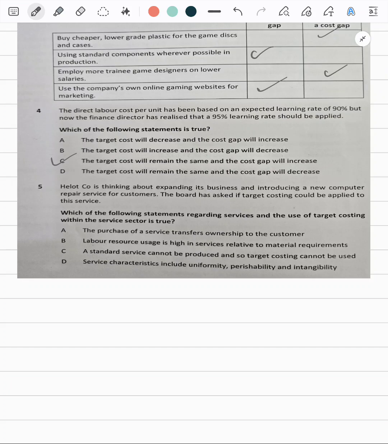The statement says cannot. That means the statement is saying that the target costing method can never be applied in the service industry. So that is not true. Service characteristics include uniformity, perishability and intangibility. No. So I think B is the only answer, because labor resources usage is really high in the service industry.